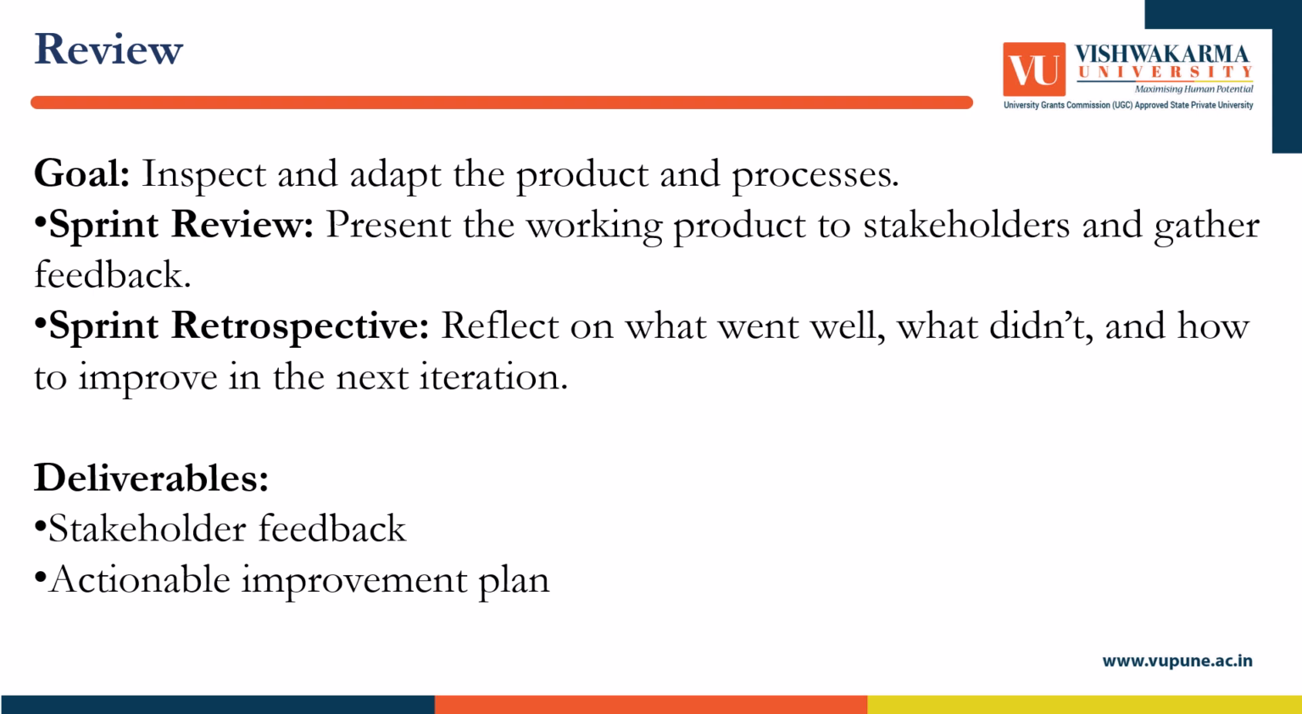The fourth one is review. And the goal of the review is to inspect and adapt the product and processes. Sprint review: present the working product to stakeholders and gather feedback. Sprint retrospective: reflect on what went well, what didn't, and how to improve in the next iteration. The deliverables are like stakeholder feedback, actionable improvement plan.